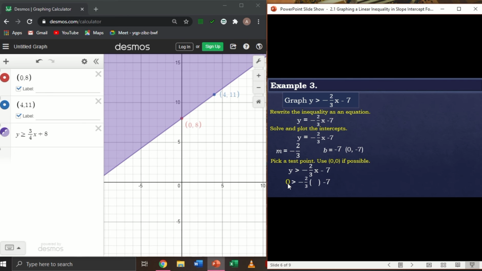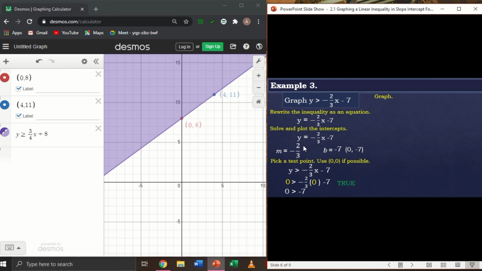So, lagay natin 0 sa y at sa x. So, this will be cancelled. Ang may iwan na lang po is negative 7. So, we will now have 0 is greater than negative 7. Is this true? Yes, 0 is greater than negative 7. Okay, so i-graph na natin.